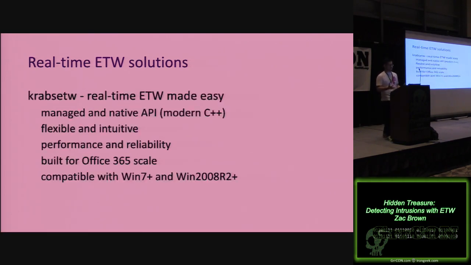So that brings us to krabsetw. krabsetw was built by my team. It's a managed and a native API, so you've got a .NET API and a modern C++ one. It's meant to be flexible and intuitive, right? It looks like a .NET API. It makes sense in that respect, and it's very modern C++ for people who know C++. We built it for performance and scale, right? It's built for Office 365.